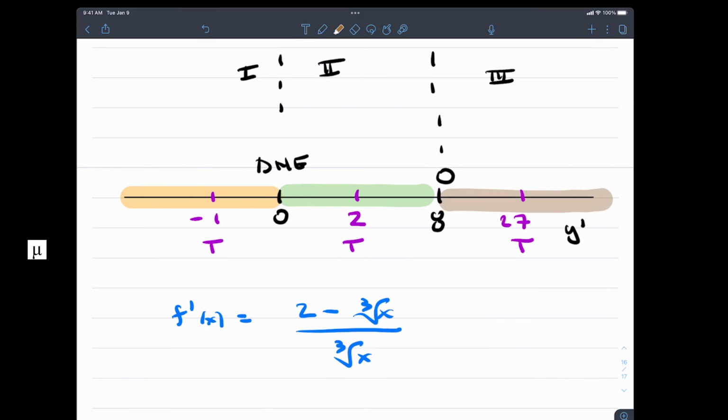Anyway, let's test region 1. If you plug in -1, what's the story? Do you guys know the cube root of -1 is -1? So this is 2 minus a minus, this is 2 plus 1 divided by -1. 3 over -1. I don't care about the answer. I just say region 1 is negative.